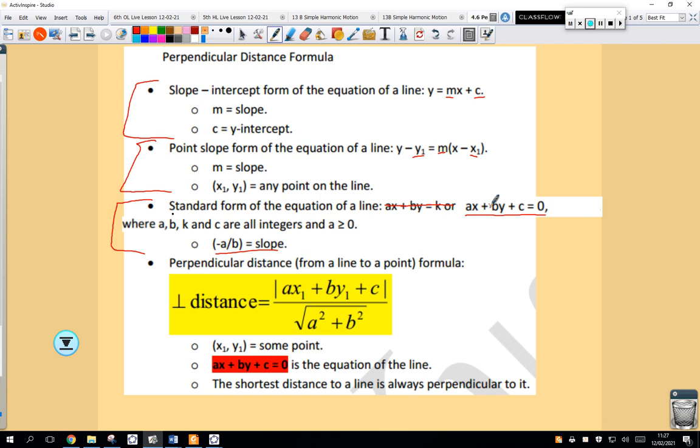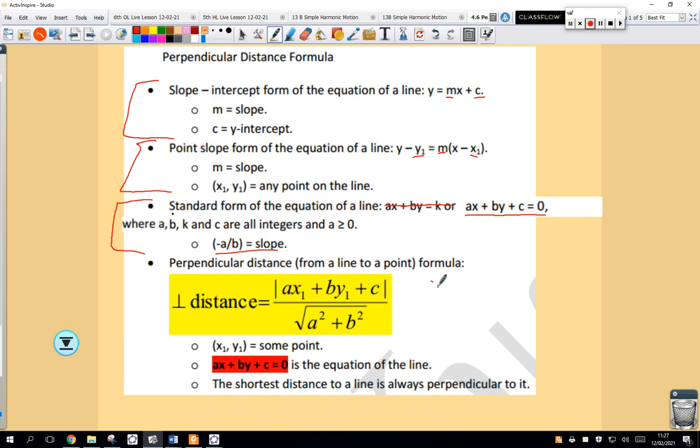In this class I want to look at using the perpendicular distance formula without deriving it. It's in your formula and tables booklets on your coordinate geometry page. See if you can find it. Try to find that now. And it tells me how to find the perpendicular distance from some point to some line.